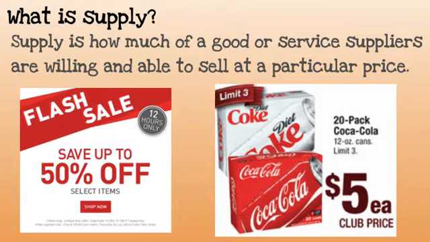Also take a look at the Coke products. You can get a 20-pack of Coke for $5 each. But notice, again, the smaller fine print says that there's a limit of 3. The supplier is only willing to sell up to 3 per customer because they're going to be losing a little bit of their profit by selling it at $5 and not at a higher price. So they're not willing to sell as many as anybody wants to buy, but only up to 3.